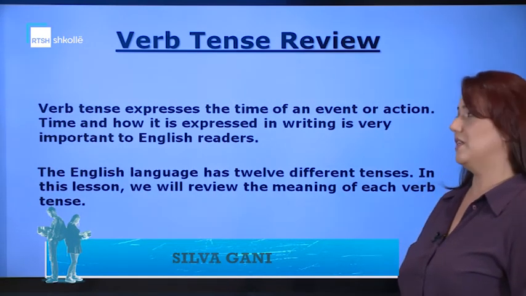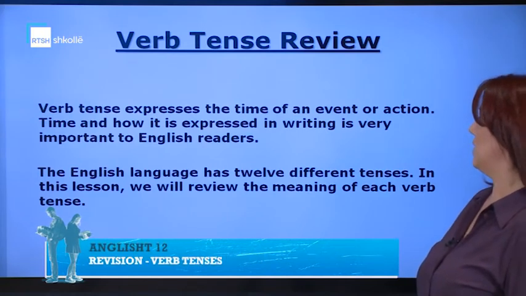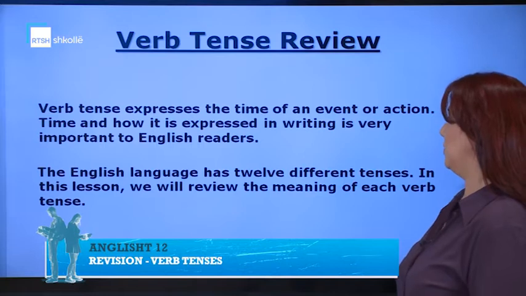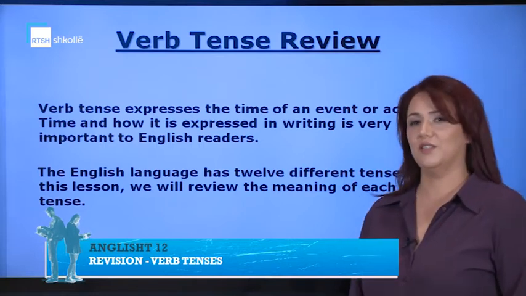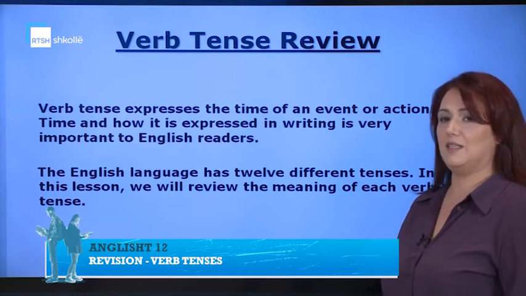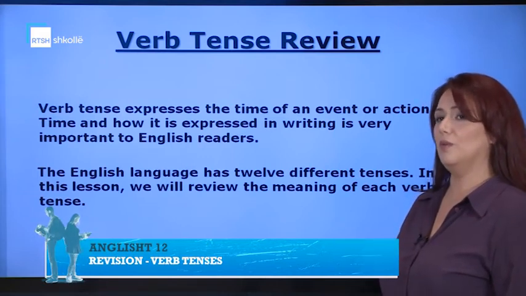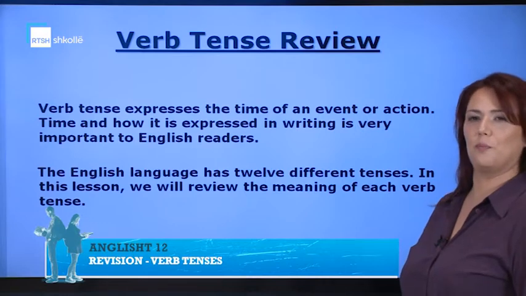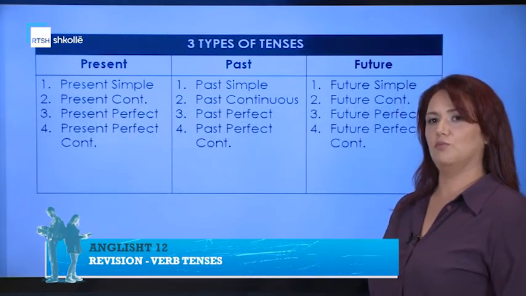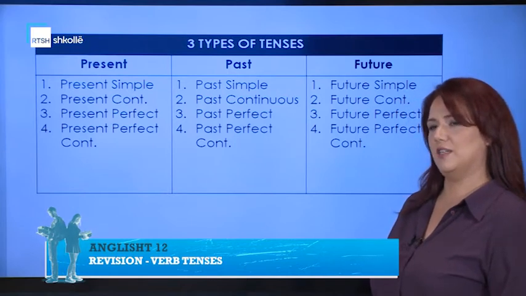When we explain the verb tenses, remember that they express the time of an event or an action. Time and how it is expressed in writing is very important to English readers. The English language has 12 different tenses. In this lesson, we will review the meaning of each verb tense. There are generally three types of tenses: present, past, and future tenses.